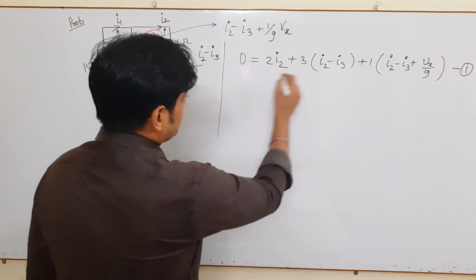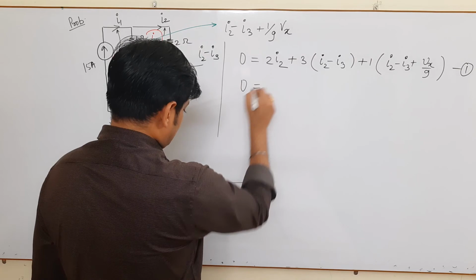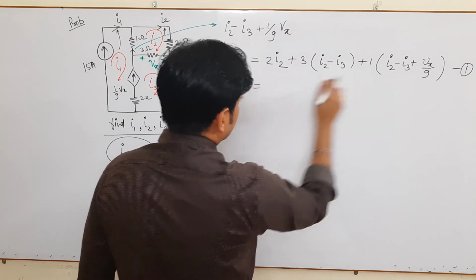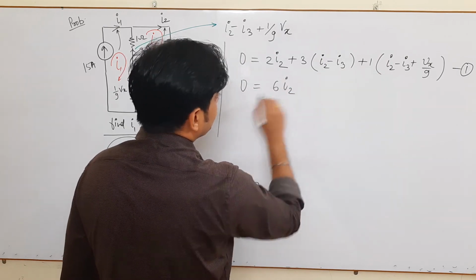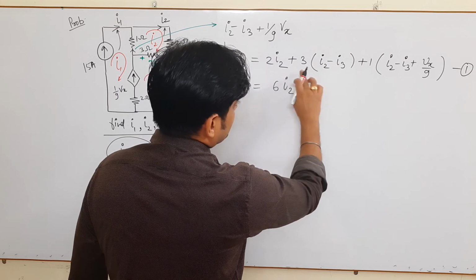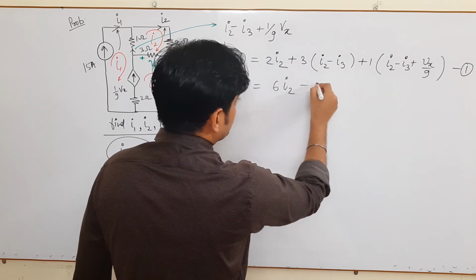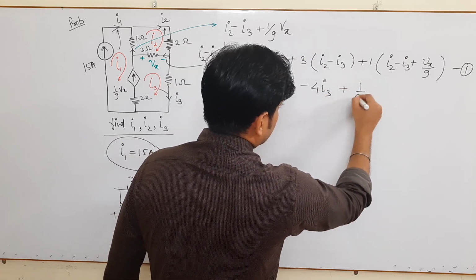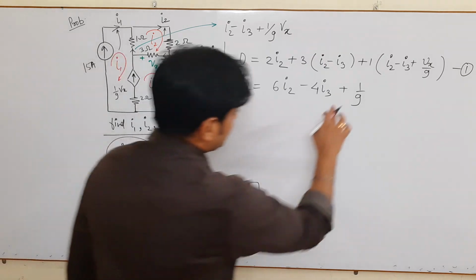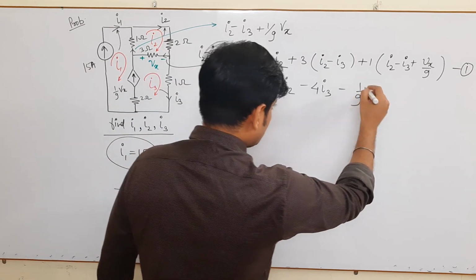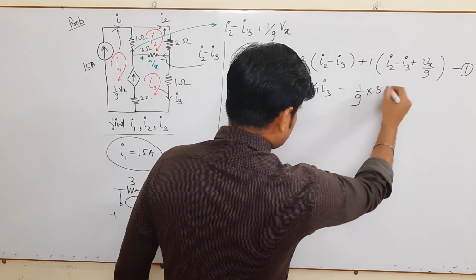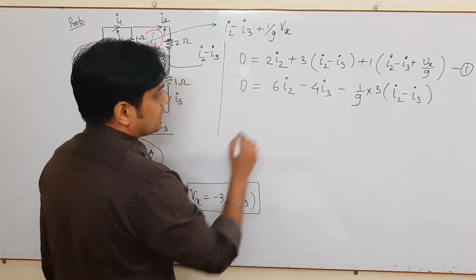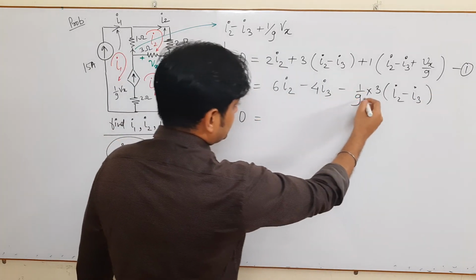First of all we will resolve this equation. So 0 is equal to 2 plus 3 plus 1, that comes to be 6 I2, minus 3 and minus 1, so minus 4 I3, plus 1 upon 9 of Vx. From here I put the value of Vx, that is minus 3 into I2 minus I3.